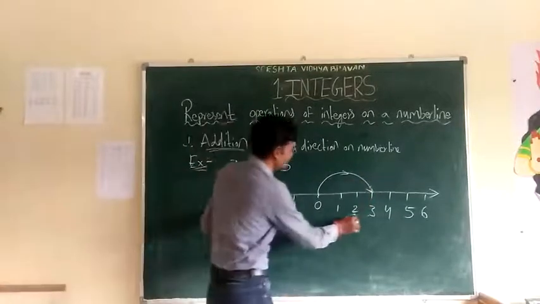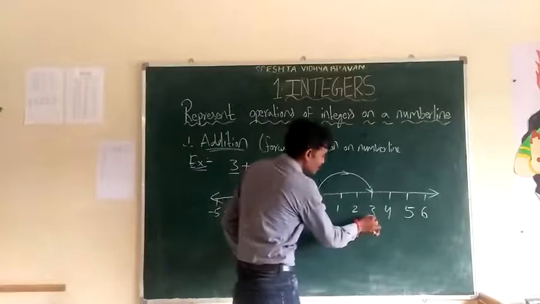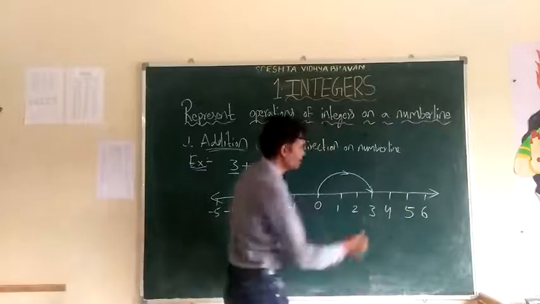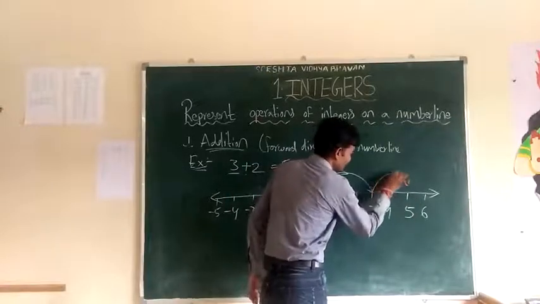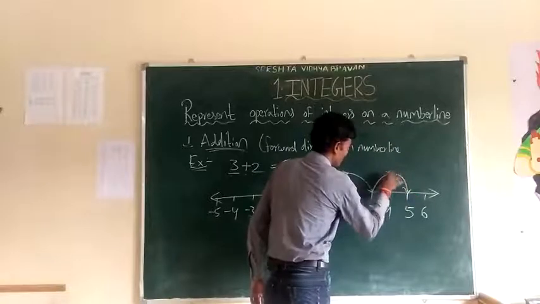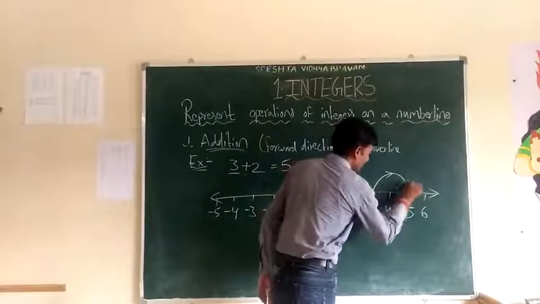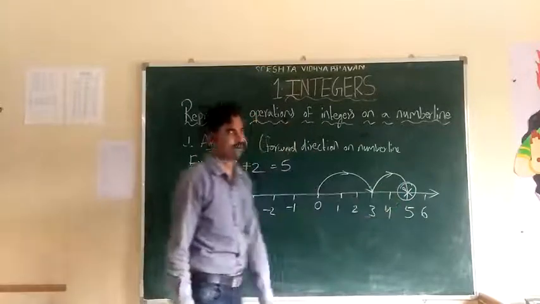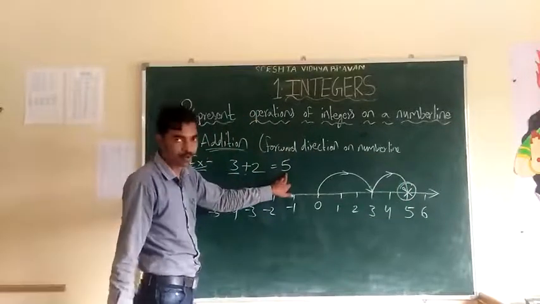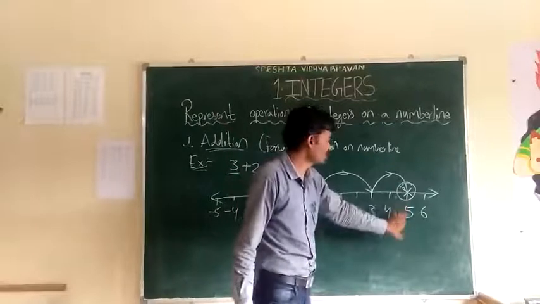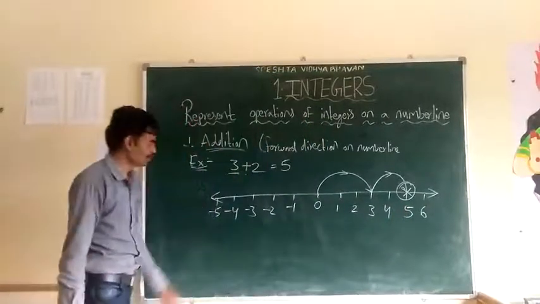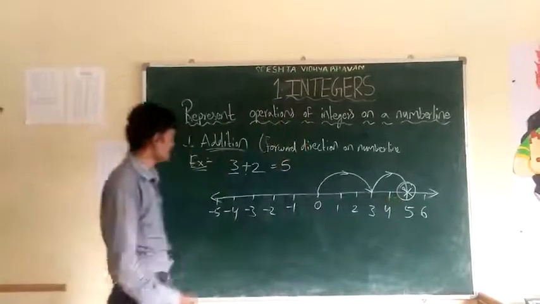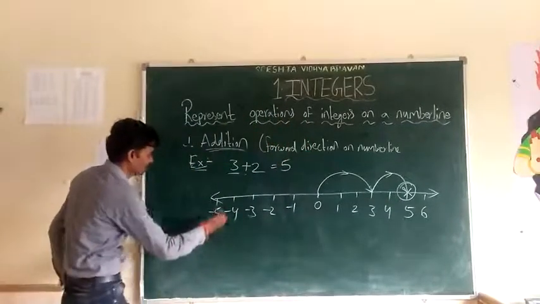That means 3 plus 2 means 3, 4, 5. So 3 plus 2 is 5. The resultant answer is 5, it is in the forward direction, and the answer is exactly at the number 5. So 3 plus 2 is equal to 5. Now we have represented it on the number line, and the answer is 5.